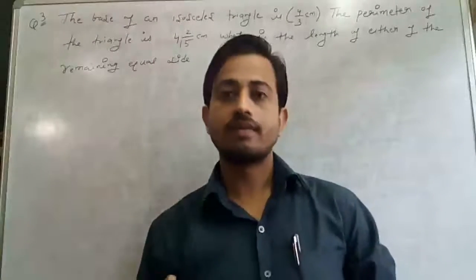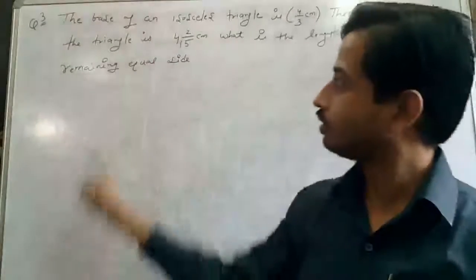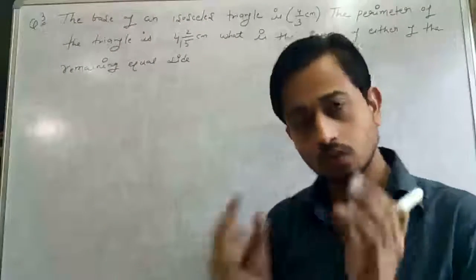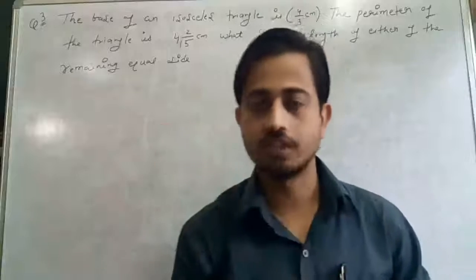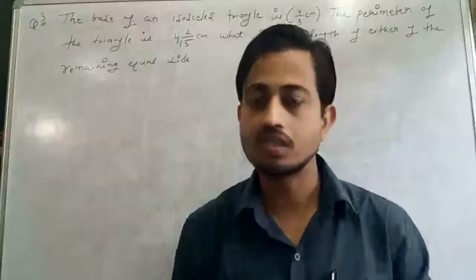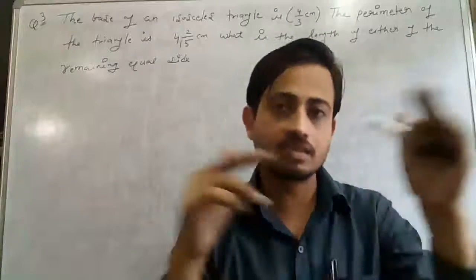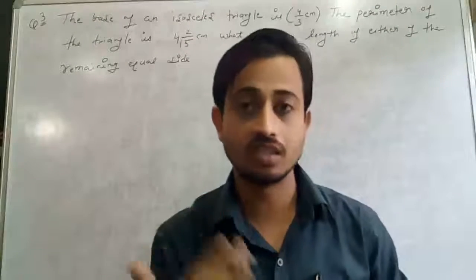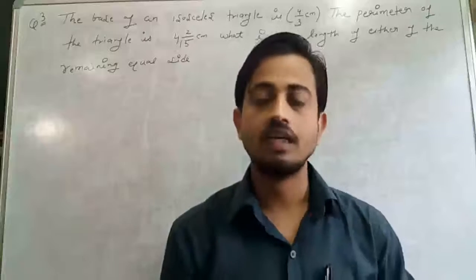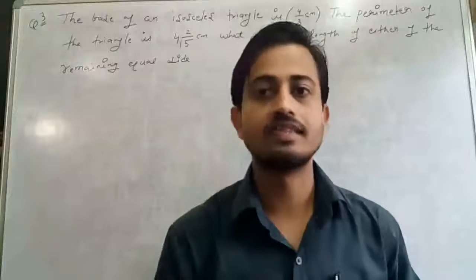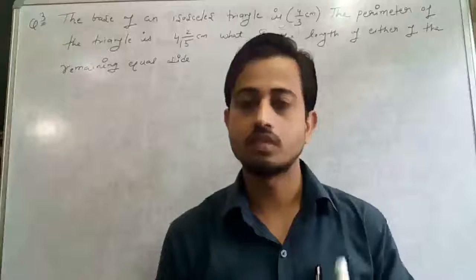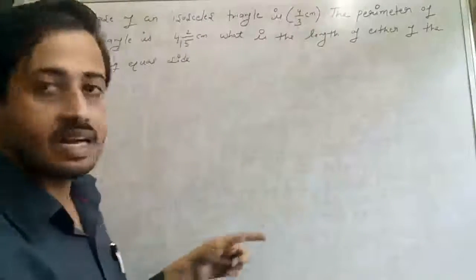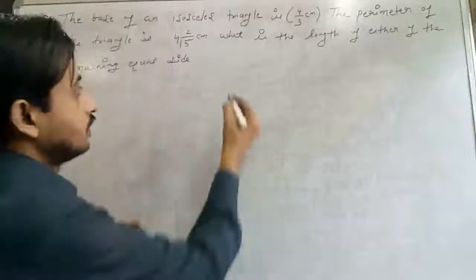So let's proceed to our next question. Question number three. What does it say? The base of an isosceles triangle. So we have to read a small section. The base of an isosceles triangle. It means we have to try to make its diagram. We have been given an isosceles triangle, and we know about the isosceles triangle. What is an isosceles triangle? Any triangle which has two sides equal is called an isosceles triangle. So firstly, I'm drawing an isosceles triangle.